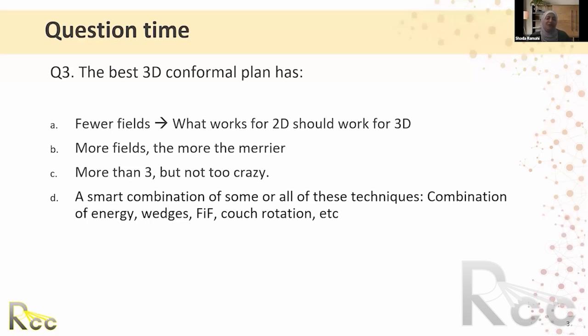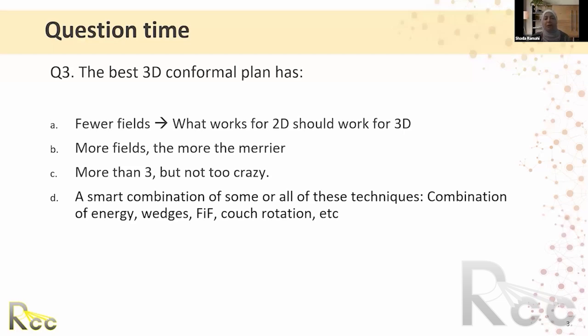Right, so this is actually correct. Everyone, C and D is good. D is more comprehensive, so I would choose D as the answer of choice. Fewer fields: the problem with fewer fields is you don't get conformality. Anything that is 3 or less, you would get maybe a triangular shape, or 2 is parallel opposed beams, and single beam is single beam.